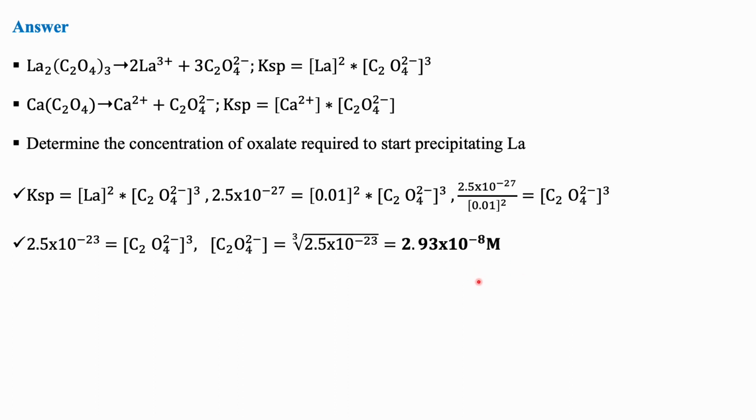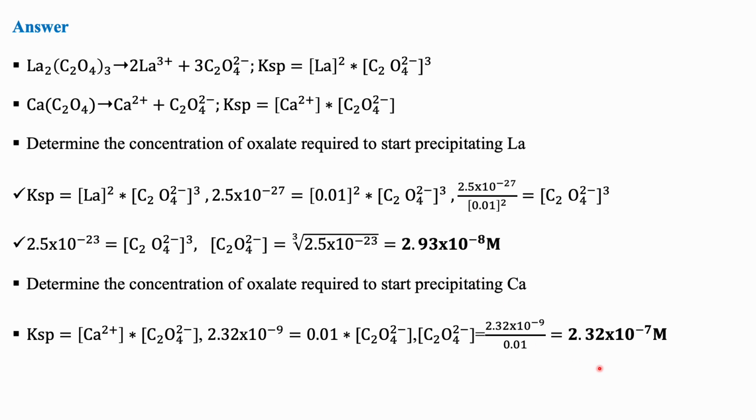After this concentration, the lanthanum will precipitate, and when calcium starts to precipitate, we stop. We need to make sure we do not add too much oxalate, so that we do not also precipitate the calcium. So what is the concentration of oxalate required to start precipitating the calcium, so that we don't go beyond that concentration? We also calculate and find that the concentration of oxalate required to precipitate the calcium is equal to 2.32 times 10 power negative 7 molar.